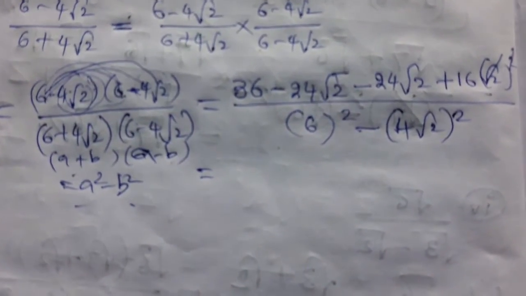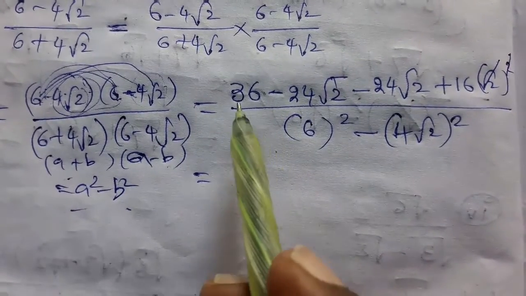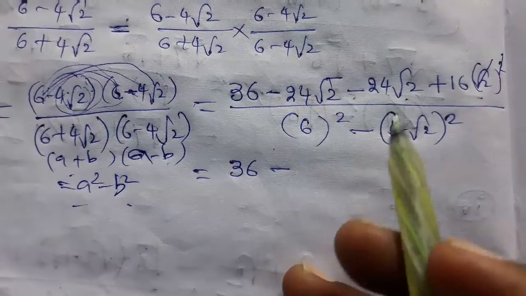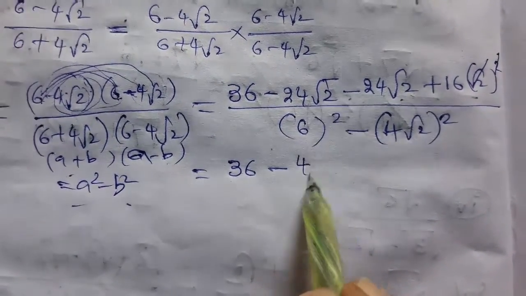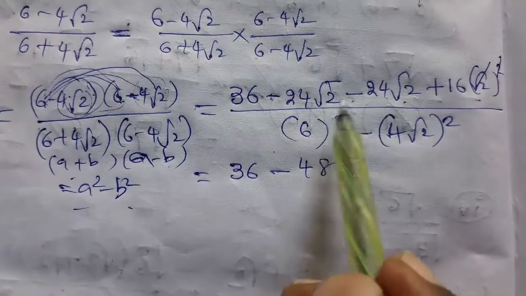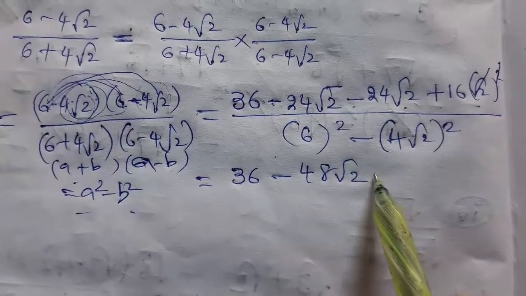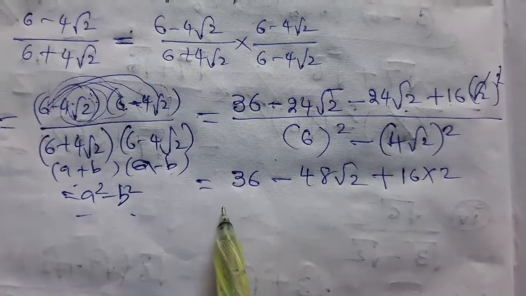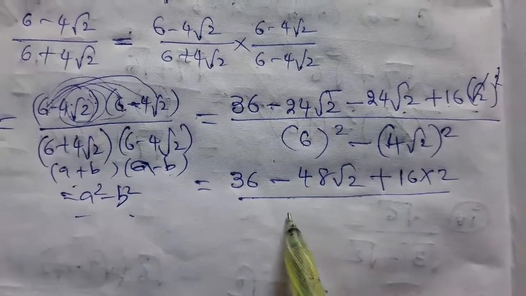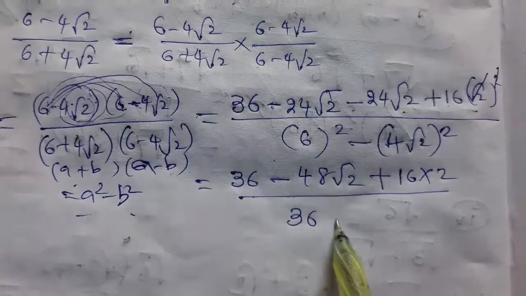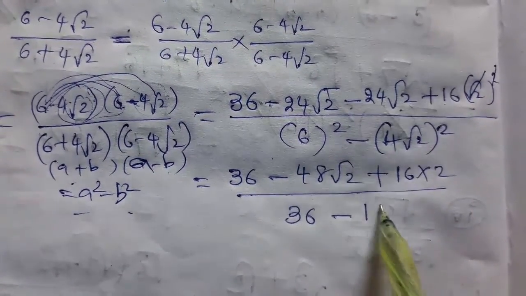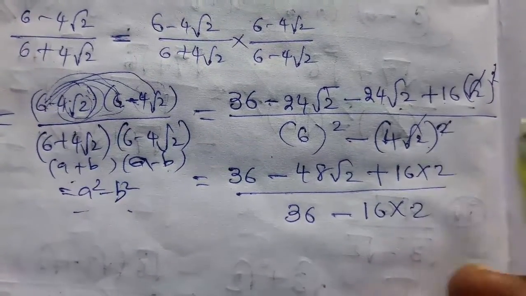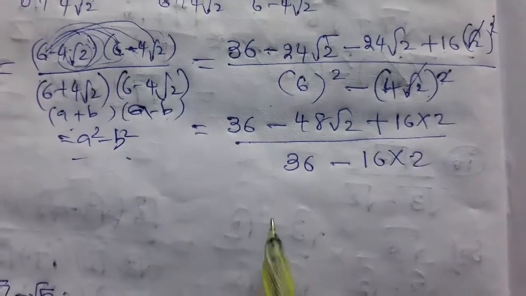That equals 36 minus 24, minus 48, both are having the same symbol, minus 48 root 2 plus 16 into 2, by 6 whole square means 6 sixes are 36 minus 4 square means 16. 16 into 2, by this root and square cancels, but 4 is square.